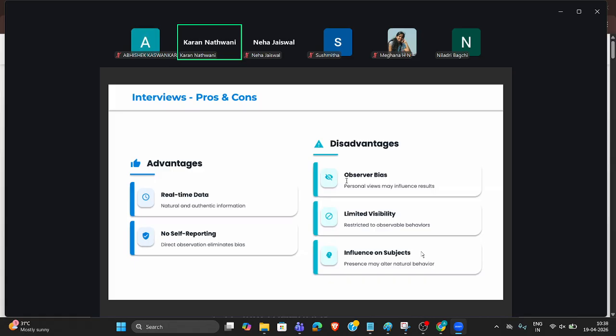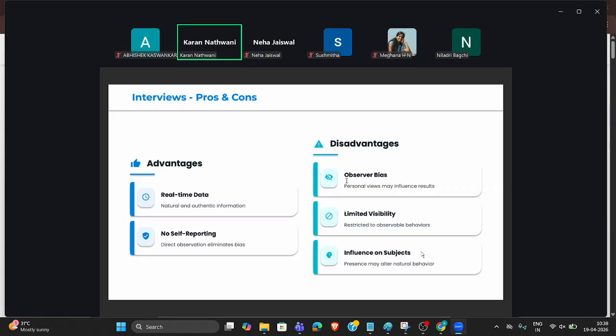But when it comes to the disadvantages, you may see some kind of bias. Personal views may influence the result. In that case, you can avoid certain topics or certain things, and you have a bias towards a certain point which you do not want to speak on, so personal views may influence those results. This is one of the disadvantages of interviews.